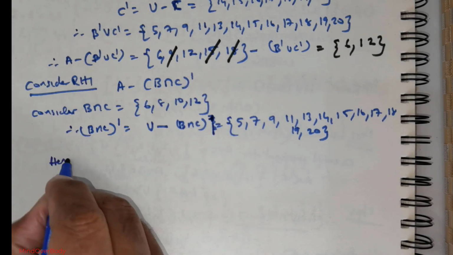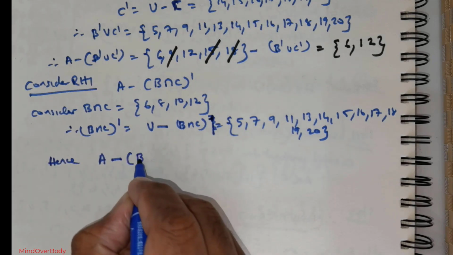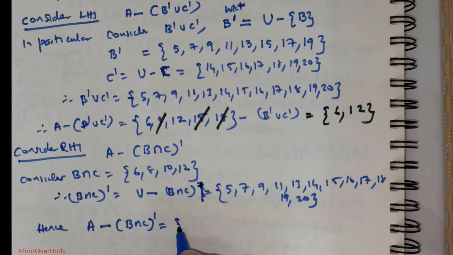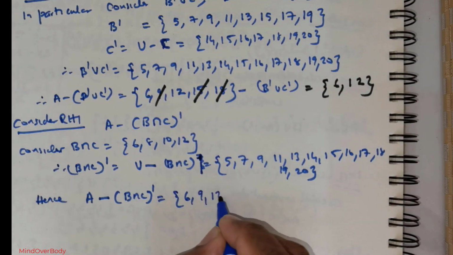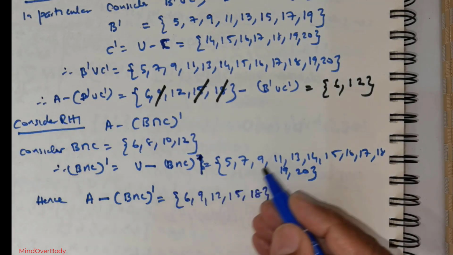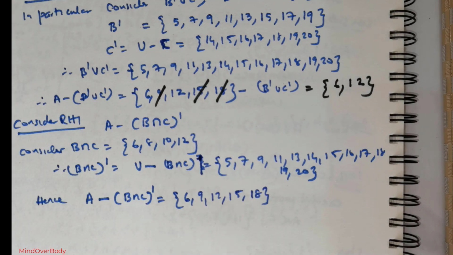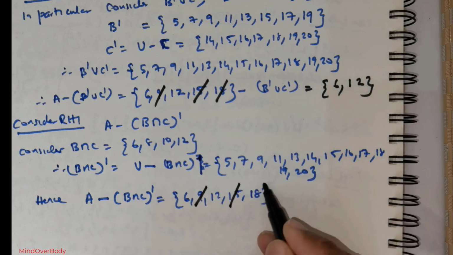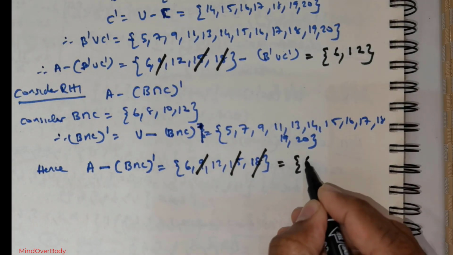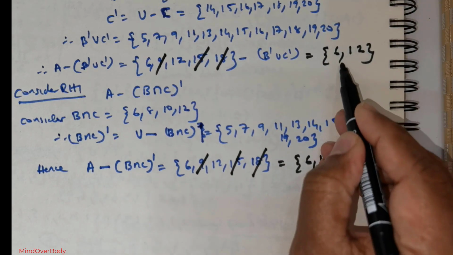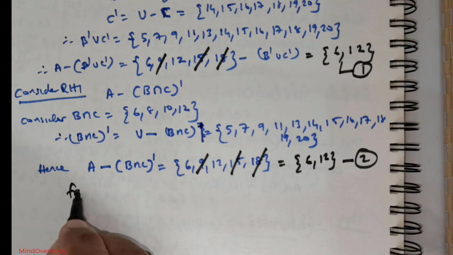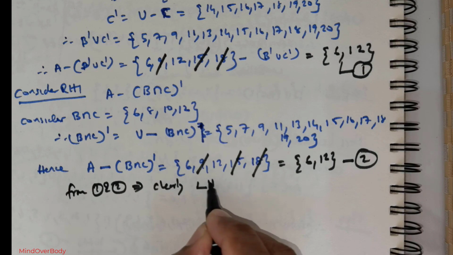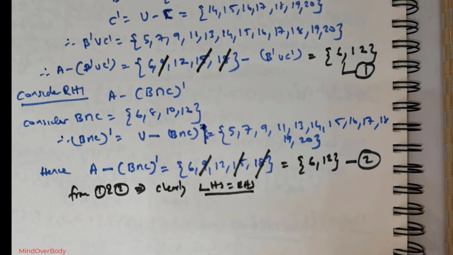So having got that, now we need to take this value. We need to hence A difference B intersection C complement. So from A we need to take away B intersection C complement. So what is A? Let me write down the value of A. A is 6, 9, 12, 15 and 18, and I need to take away everything that belongs to B intersection C complement. So let me do that. So I need to take away 9, I need to take away 15, I need to take away 18, and what do I have? I've got 6 and 12. So if I were to take this as 2, if I were to take this as 1, from 1 and 2, what do we see? From 1 and 2, we get clearly left hand side is equal to right hand side. So we just proved that, right? So this is a beautiful question.